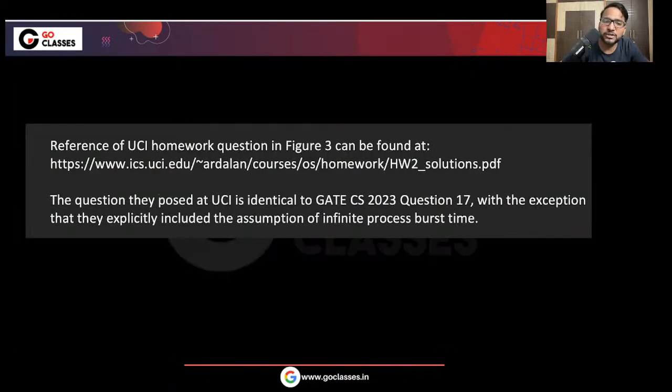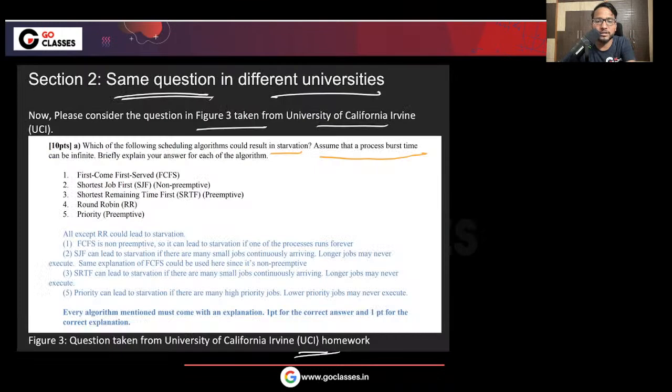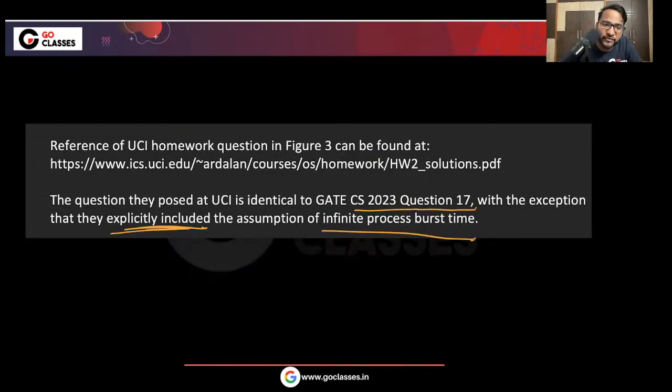The reference to this University of California question, the homework can be found here. The question they posted at UCI is identical to GATE CS 2023 question 17, with the exception that they explicitly included the assumption of infinite process burst time. So this question and the GATE question are the same, but the only difference is that they explicitly included the assumption. Do you agree with me?